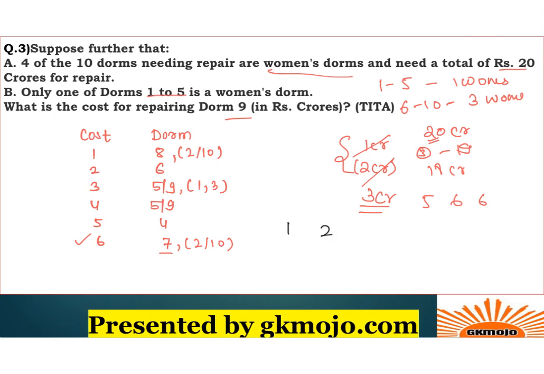This is dorm number 1, 2, 3, 4, 5, 6, 7, 8, 9, 10, right? Correct? So these are the dorm numbers written in black, and in blue I've written the amount, the cost that they have incurred individually, whichever we know for a fact. So out of this we can eliminate 8 because it has 1 crore, because 1 crore cannot come. We can eliminate the 2 crores one, right? So we know for a fact from 6 to 10 there are 3 women's dorms. So basically this should be all women's dorms because 2, 6 and 8 are eliminated, right?